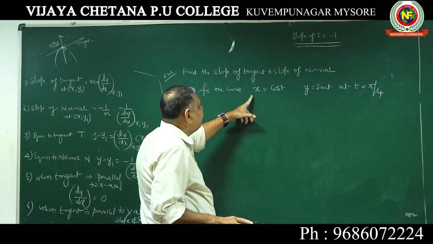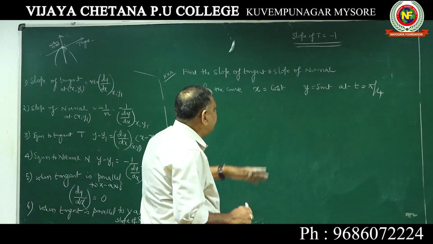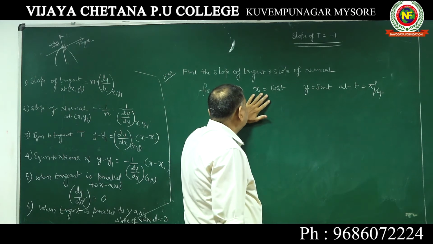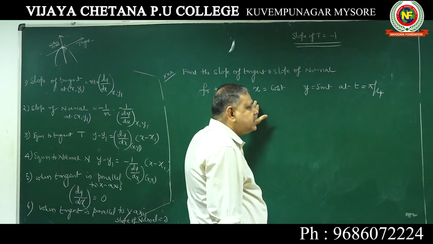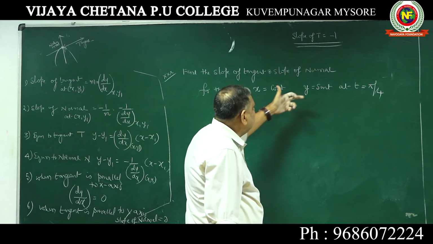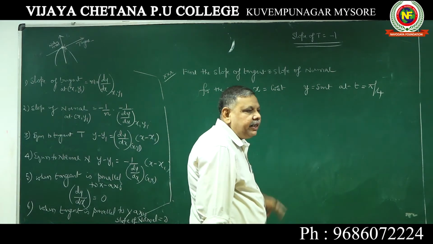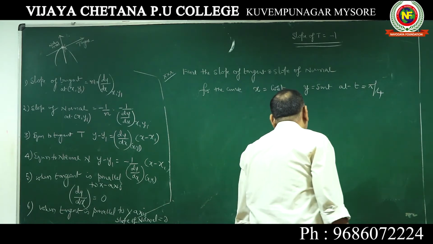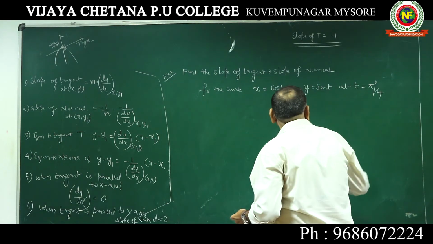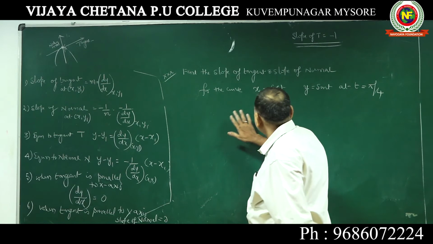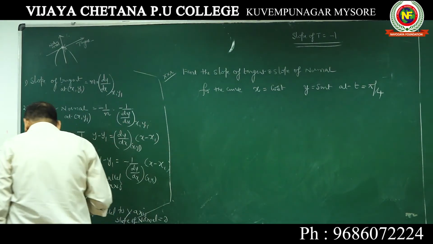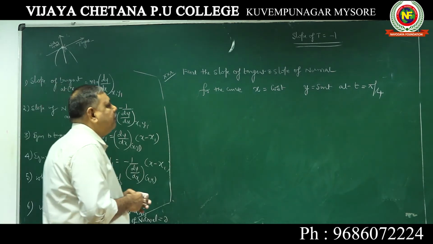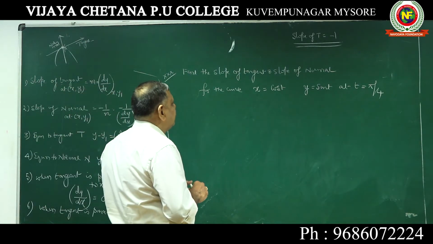Take this. What function is it? It is a parametric function. Both are expressed in terms of a third parameter t. You know how to differentiate this. Find dx by dt, dy by dt, then dy by dx is dy by dt divided by dx by dt. Then substitute t is equal to pi by 4, and you will get the slope of tangent. For the slope of normal, you know how to do that. Slope of normal is minus 1 by dy by dx. That is the slope of normal.